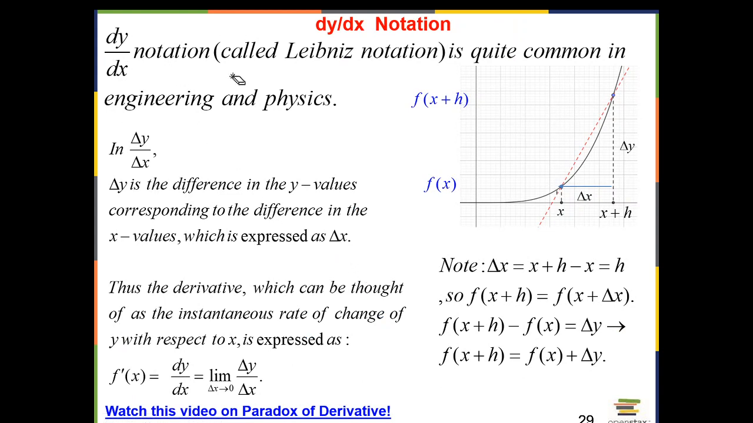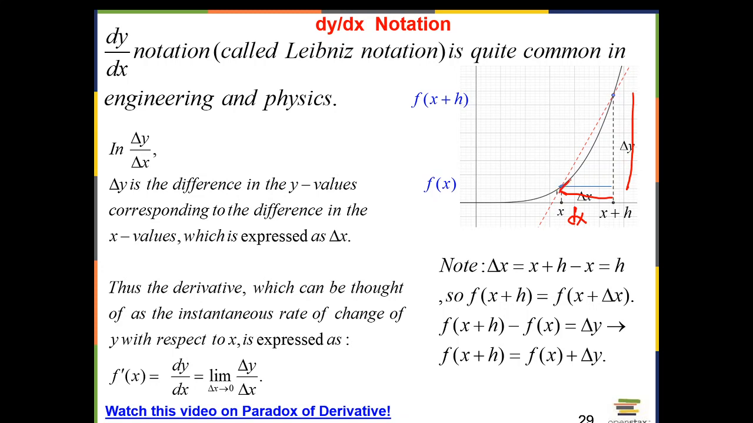All right, so dy/dx notation, called Leibniz notation, is quite common in engineering and physics. So delta y is the difference in y values. We talked about that already. Remember, there was a mistake on that page that I fixed. So you see dy is that right there, and this is dx. This is delta y, this is delta x. Delta x and dx are the same, but delta y and dy are not the same.